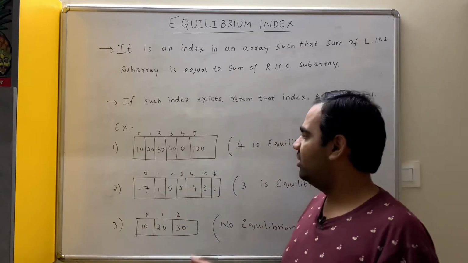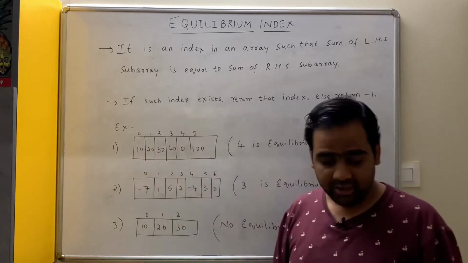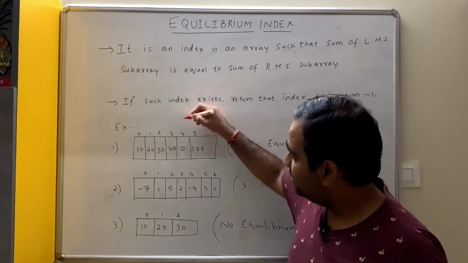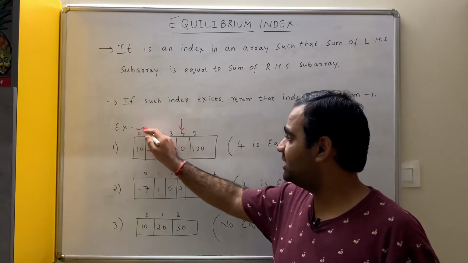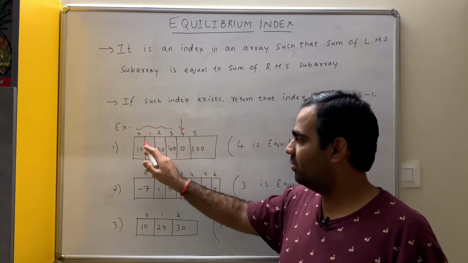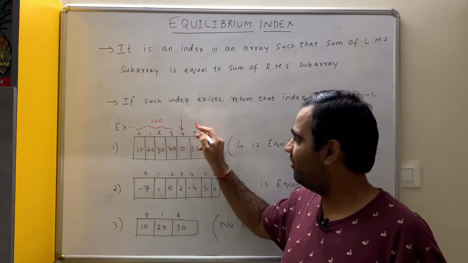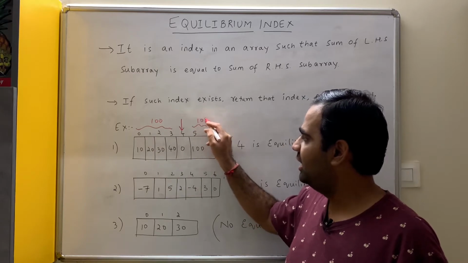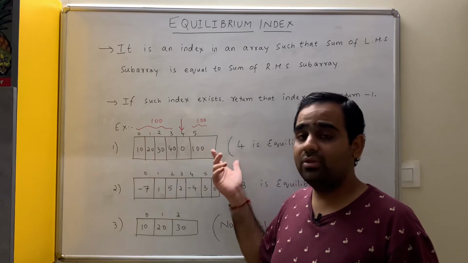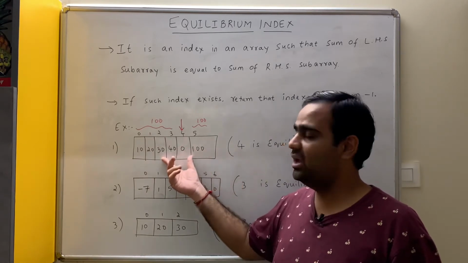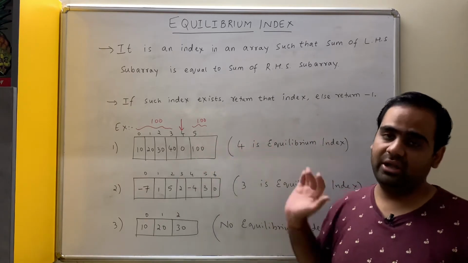Now, say for example, if this is the array 10, 20, 30, 40, 0 and 100, you can see that 4 is an equilibrium index. Why? The sum of LHS, indices 0, 1, 2, 3, is 100 and the sum of RHS is also 100. That means the weight on the LHS of 4 is equal to the weight on the RHS of 4. Therefore, 4 is called an equilibrium index in this array.